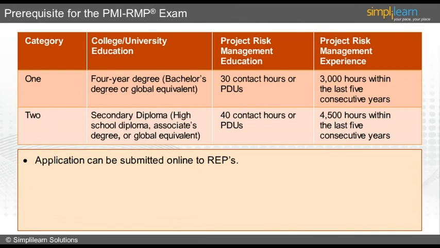PDUs can be obtained from a registered educational provider, REP, and Simplilearn is one of them. When you meet the prerequisites and complete this course, you can apply for the PMI-RMP certification through the official PMI website, www.pmi.org. Once PMI receives the application, it will take 5 to 7 working days to approve the application. From the date of the approval, you will have 1 year's time to write the examination.